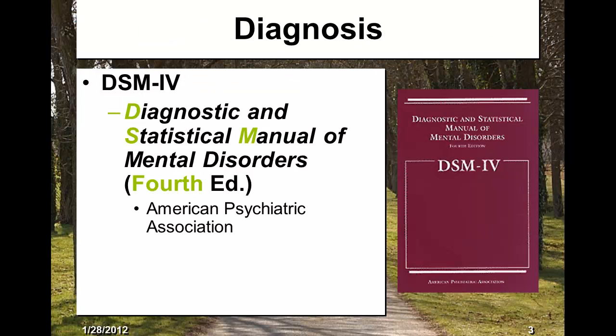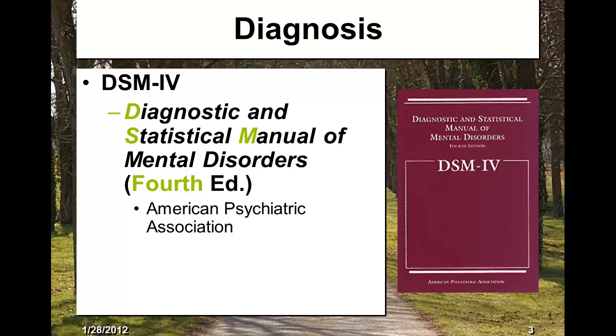The way that psychologists do diagnosis of disorders is by using this manual called the DSM-4. And the DSM-4 just means it's in its 4th edition. There's actually a 5th edition coming out in the next year or two. DSM stands for Diagnostic and Statistical Manual of Mental Disorders. This is put out by the American Psychiatric Association, which is the big psychiatric body in the United States.